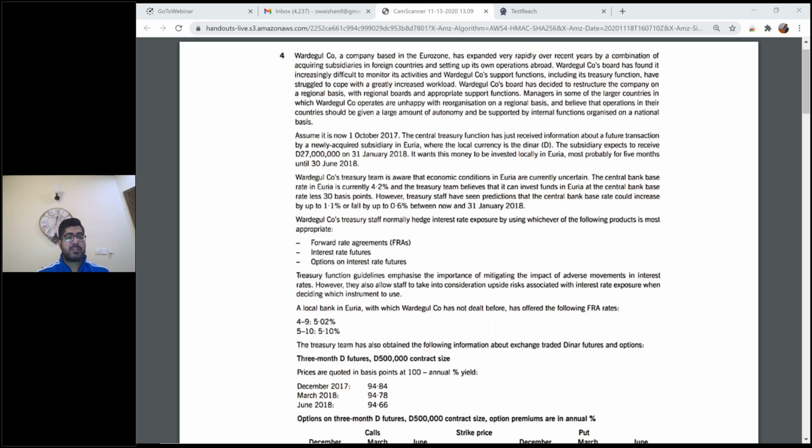Prices are quoted in basis points at 100 minus annual yield percent. Spot is 100 minus percent. December futures, March futures, June futures are given. There can only be one more future, that's September. That's not given, no concern. December, March, June futures are given.